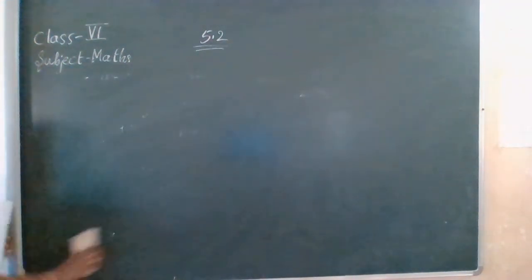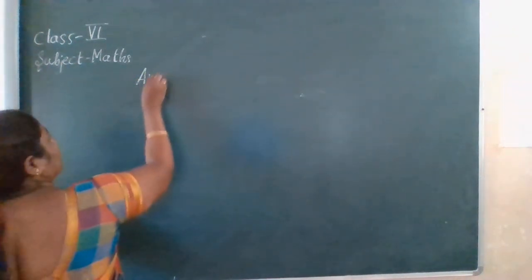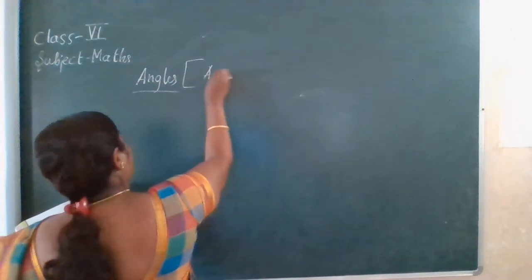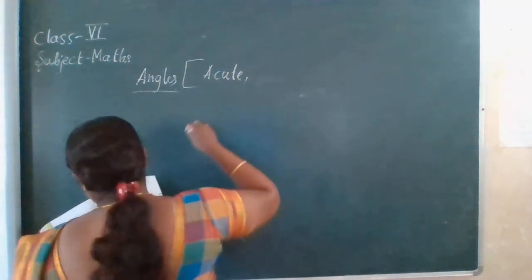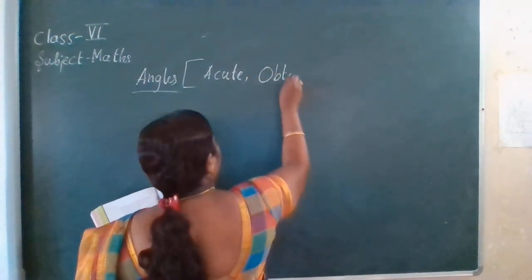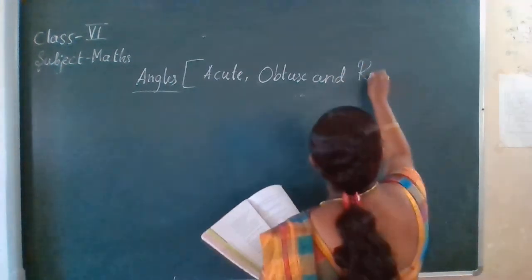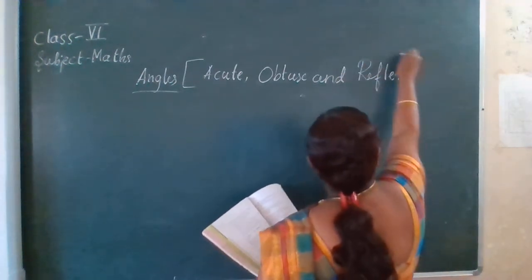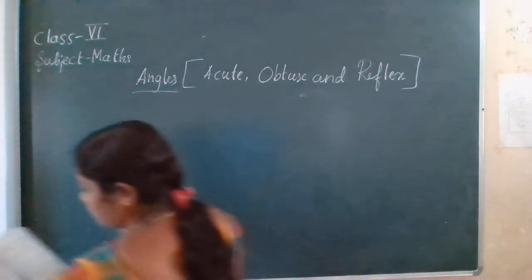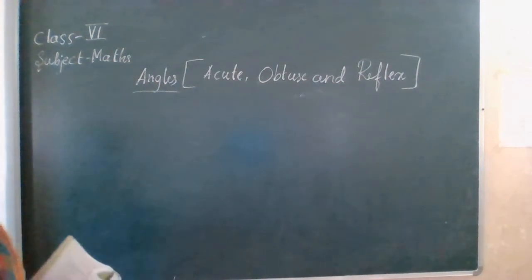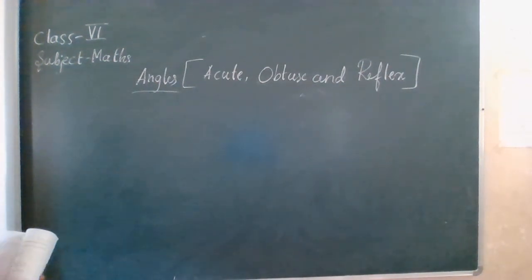Now let's see the next thing. Very important one: angles. Acute, then obtuse, and reflex. Angles: acute, obtuse, and reflex. What are these angles? We need to study about this.